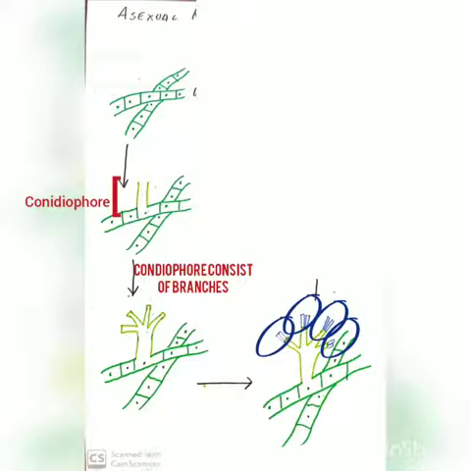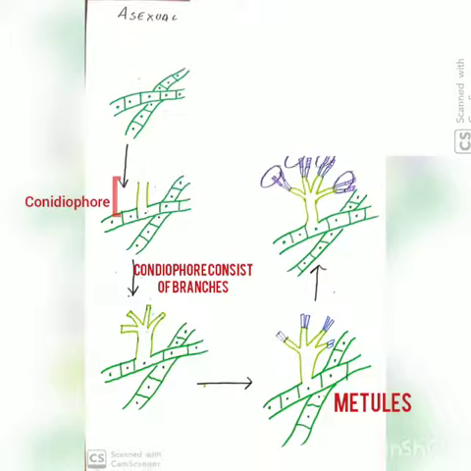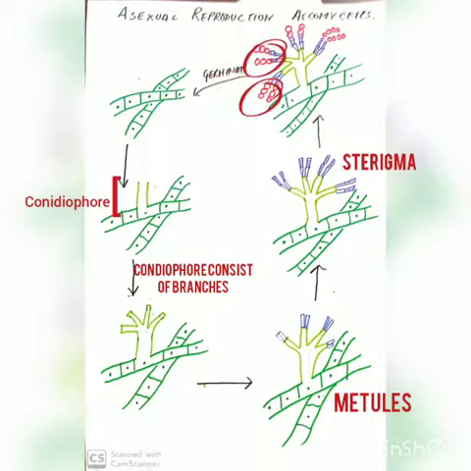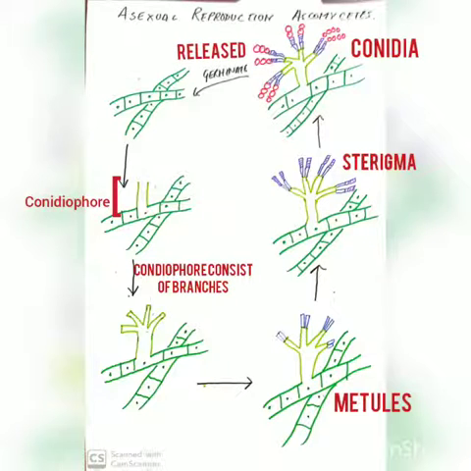and they are known as metulae. The metulae again in turn consist of sterigmata, which are spore bearing projections, that is, they carry spores. The round structures are the spores and they are known as conidia. They lie on top of sterigmata, and under favorable conditions these conidia are released from the sterigmata and then they germinate or grow, giving rise to a new hypha. This is how asexual reproduction takes place in ascomycetes.